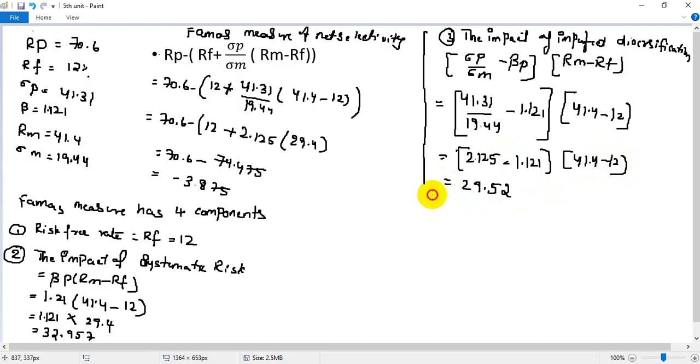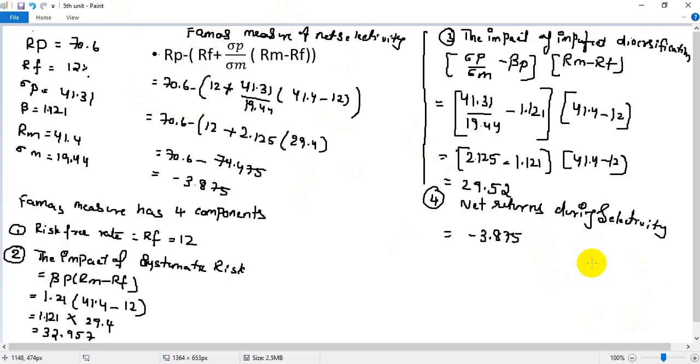So your fourth one is the net selectivity. What you got, net returns during selectivity, how much we got is minus 3.875. That is the value what we got over here. This is the same answer for the fourth one. That's the procedure, guys. You need to do this fourth step first because it's a measure of net selectivity. What you got as the answer, you need to take over here. You need not do the entire formula again.